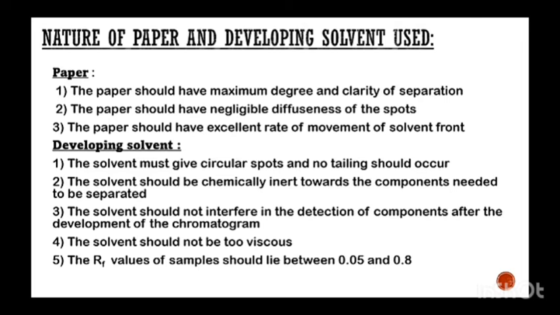Then the next is the developing solvent. The solvent must give circular spots and no tailing should occur. The solvent should be chemically inert towards the components that are to be separated; it should not react with the components present in the solute. The solvent should not interfere in the detection of components after the development of the chromatogram. The solvent should not be too viscous. The RF values of samples should lie between 0.05 and 0.8.